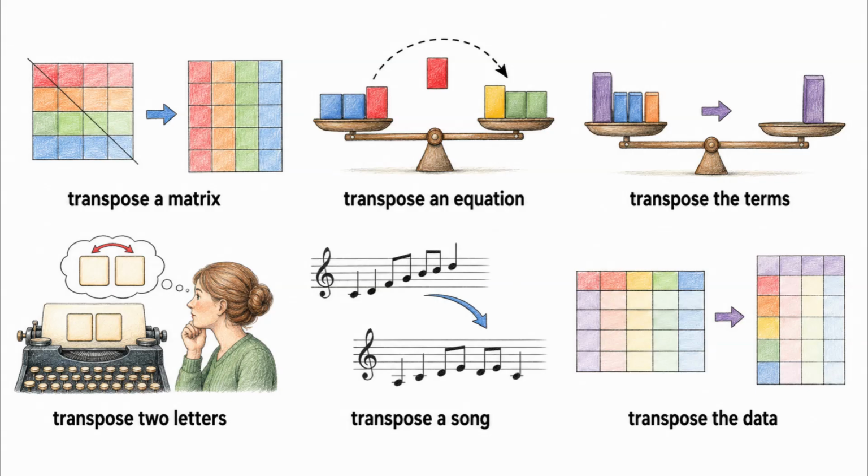A typist may transpose 2 letters and write form instead of from. The musician will transpose a song into a lower key for the singer. Use the paste option to transpose the data from rows into columns.